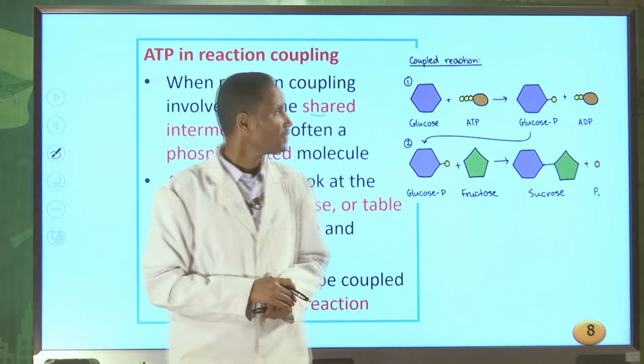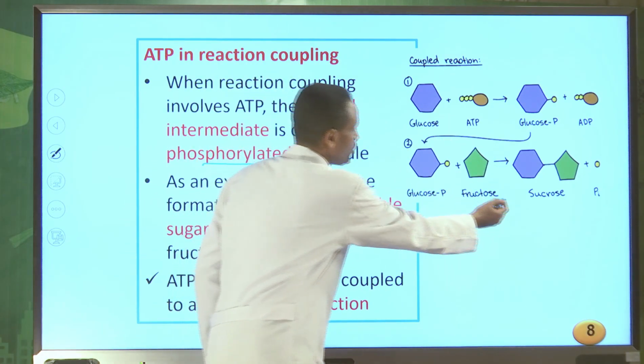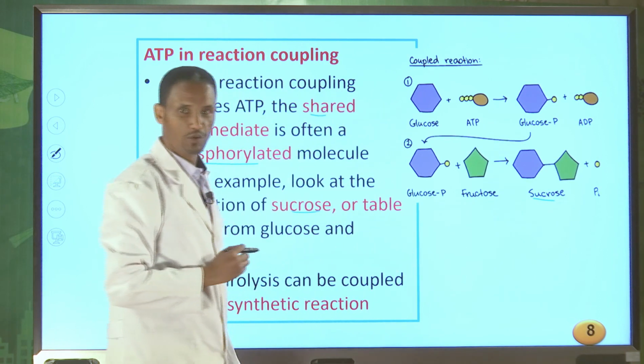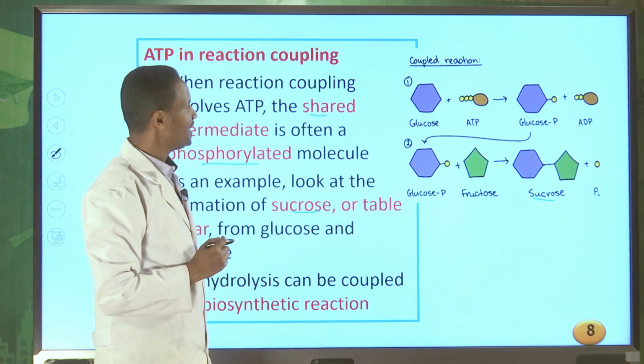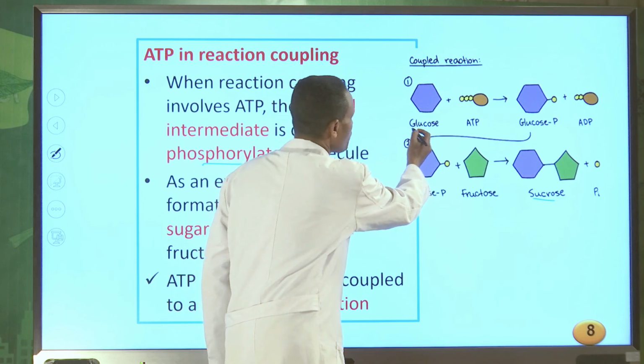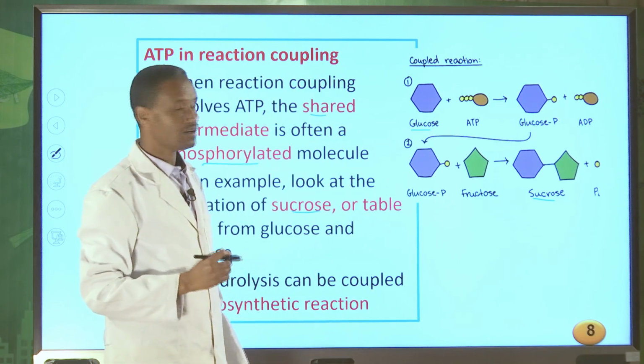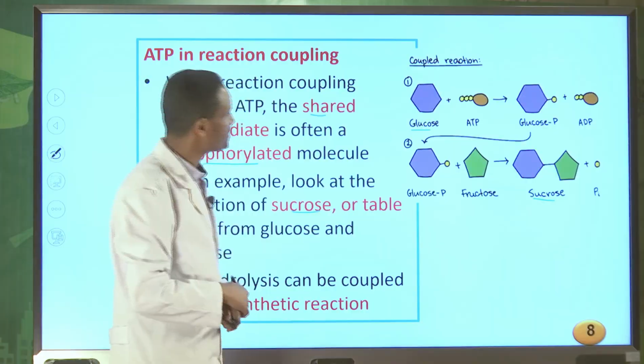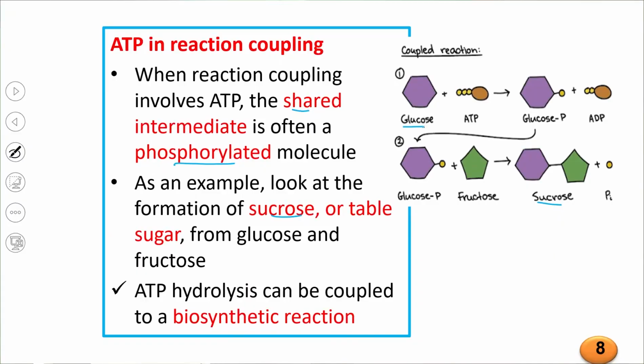Here, this one is sucrose. Let me show how this sucrose is formed by coupled reactions. In the first step, glucose is one of the monomers of carbohydrate, which is a single unit, or a monosaccharide. When it reacts with ATP, the ATP loses one of its phosphates, and the phosphate is attached to this glucose, and the form is glucose phosphate, which is a phosphorylated compound.